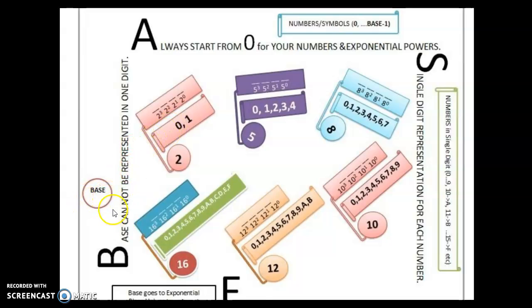So the circle represents a base. Always start from 0 for your numbers and exponential powers, and the numbers will go until base minus 1. So every number or symbol can maximum go to base minus 1 because we start from number 0. If I'm in base 10, we start from 0 until 9, which is base minus 1, 10 minus 1. It's like mod 10. And for base 8, you could maximum represent 7 in that digit.